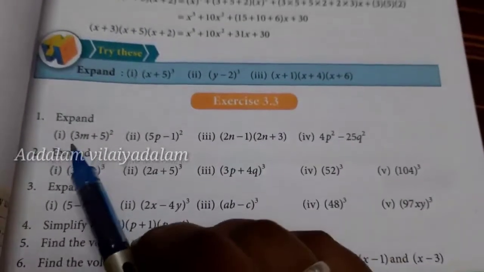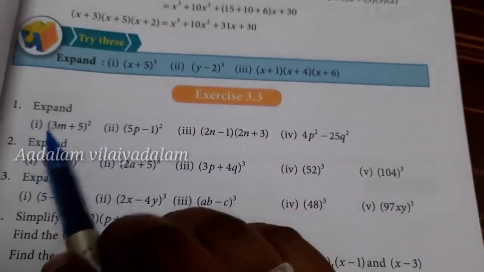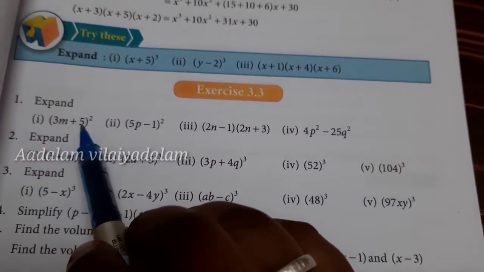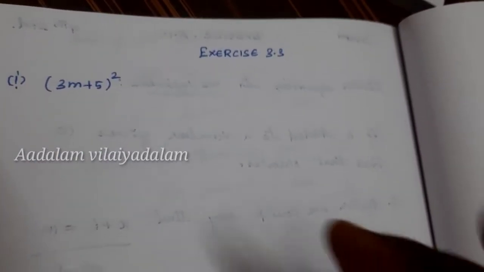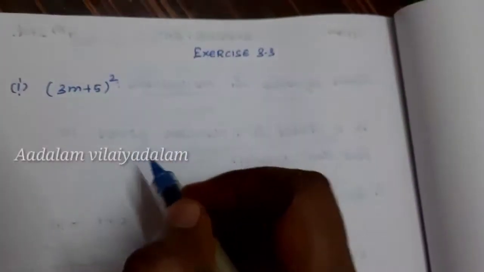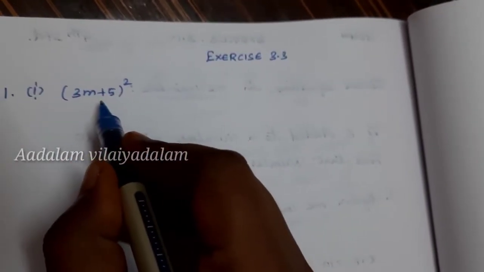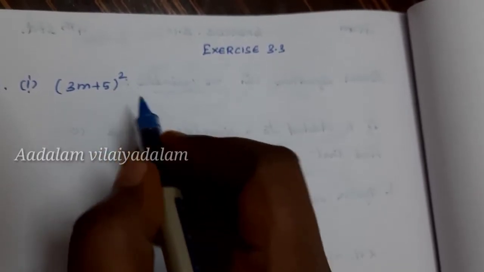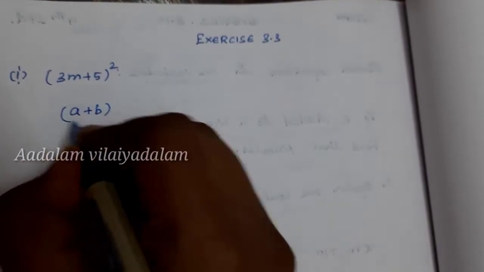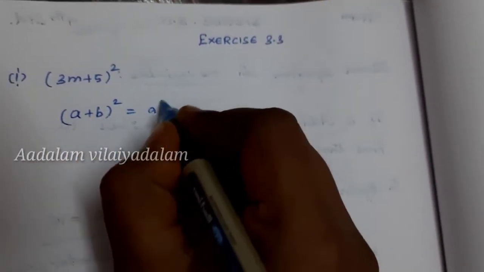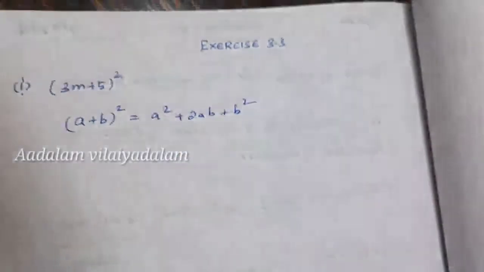Now let's go for the first subdivision. Exercise 3.3. Expand (3m plus 5) the whole square. For this sum we are going to write the suitable identity. Here they have given (3m plus 5) the whole square. Then the formula is (a plus b) the whole square equal to a square plus 2ab plus b square.